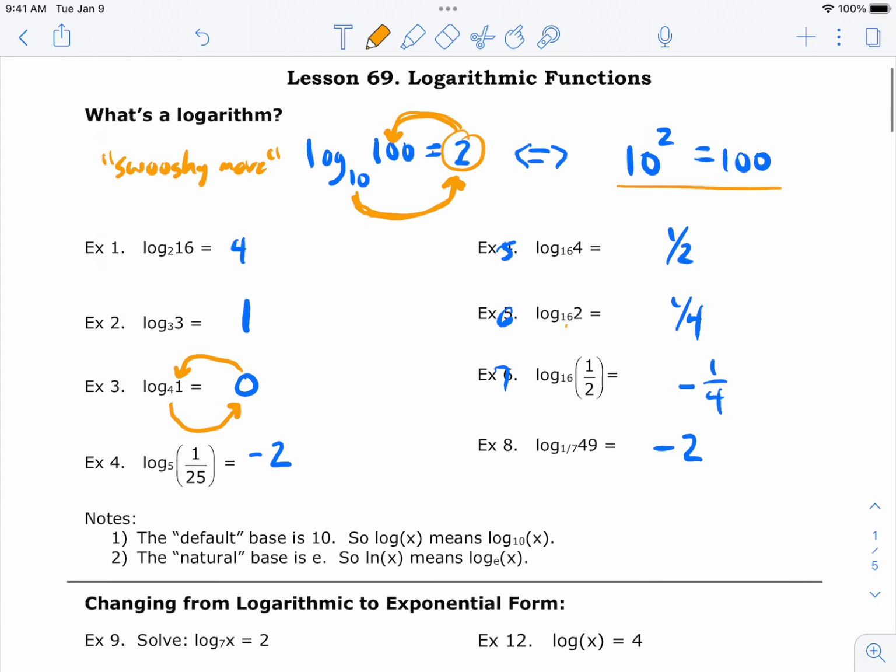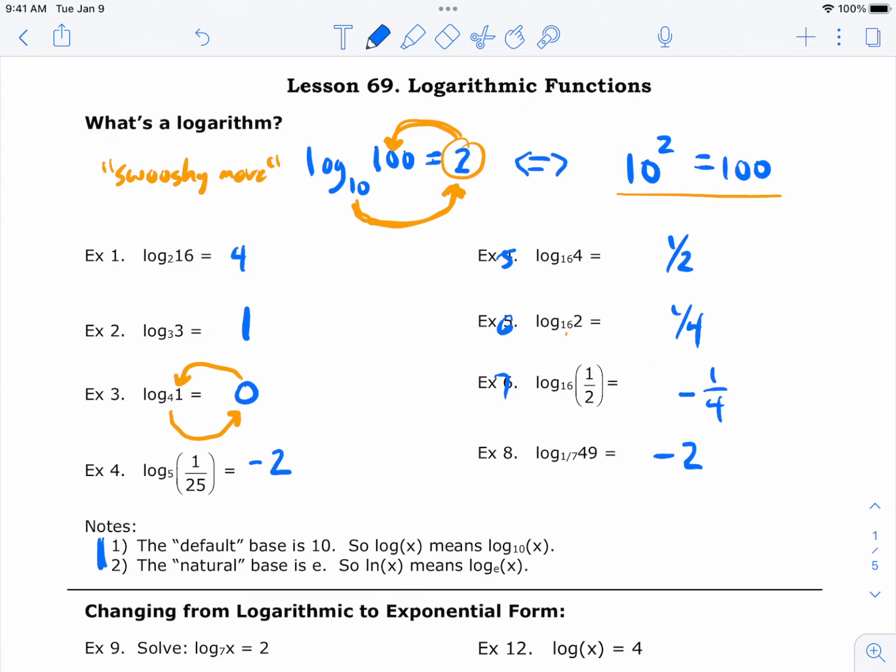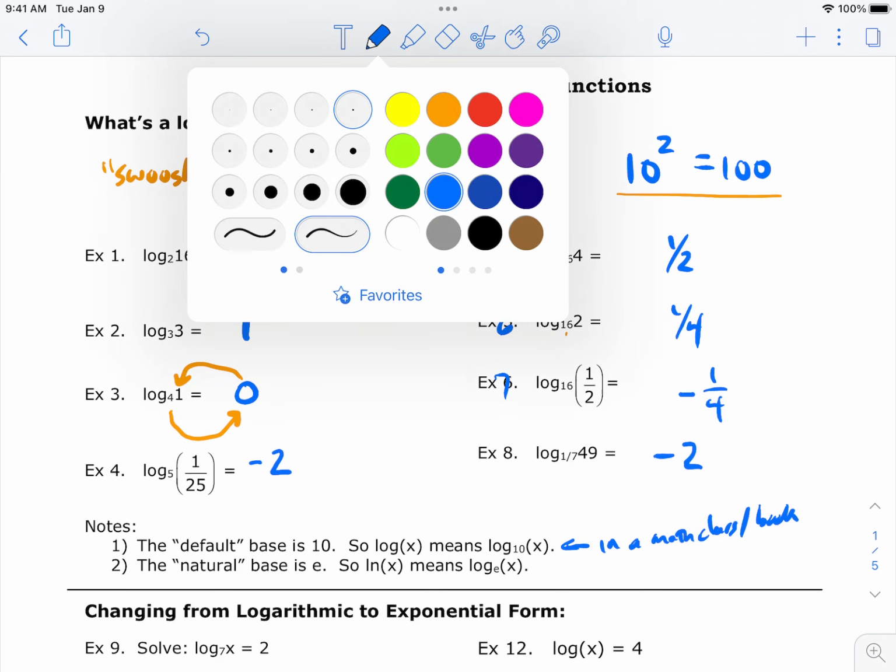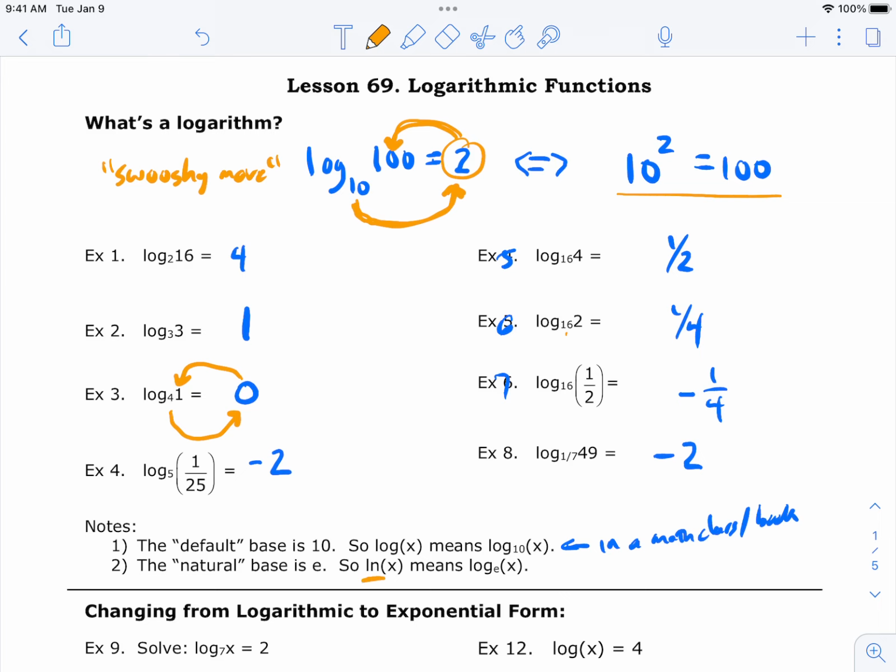Okay, now a couple of special notes here. There's 2 special logarithms we need to know about. If you see log of x written like this, it's supposed to mean that the default base is 10. So if you see a log by itself like this, it means log base 10 of x. I'm going to put here: in a math class or in a math book. Not so much the internet. The internet is a weird place. It's like people just do whatever they want on the internet.